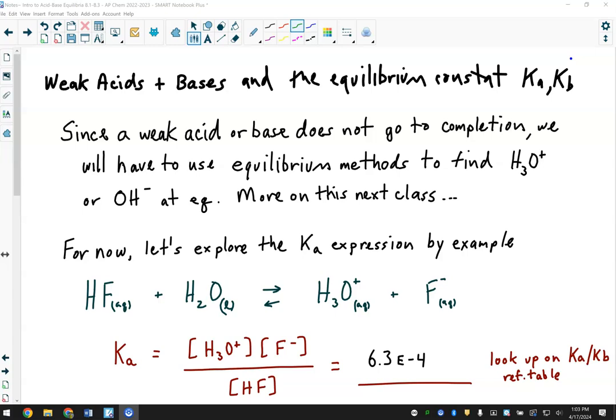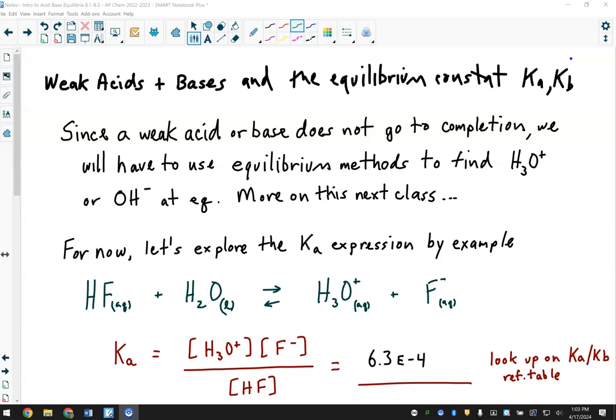So again, since a weak acid or base does not go to completion, we're going to have to use equilibrium methods to find the hydronium ion concentration or hydroxide ion concentration at equilibrium, and that's coming up next when we talk about calculations involving weak acids and bases. Whenever you say acid-base equilibria, you're pretty much automatically talking about weak acids or weak bases, because strong acids and bases don't set up an equilibrium, right?